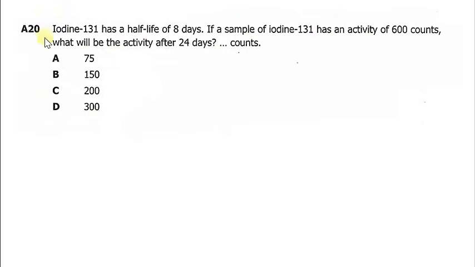Then we move to A20. A20 says iodine-131 has a half-life of 8 days. If a sample of iodine-131 has an activity of 600 counts, what will be the activity after 24 days?